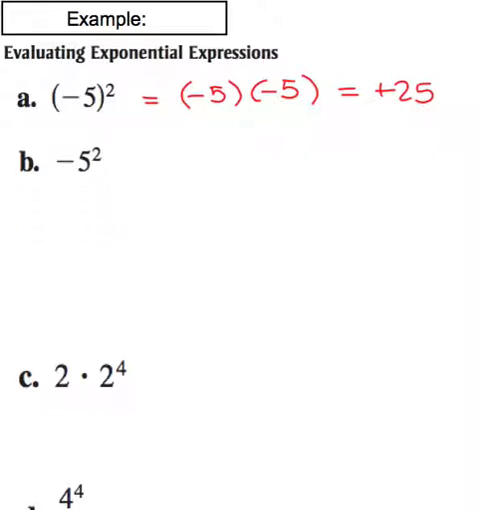I put example B very similar to example A. Notice the difference where the negative is. In this example, the negative is inside, so -5 times -5. Well, this one, the negative is outside.